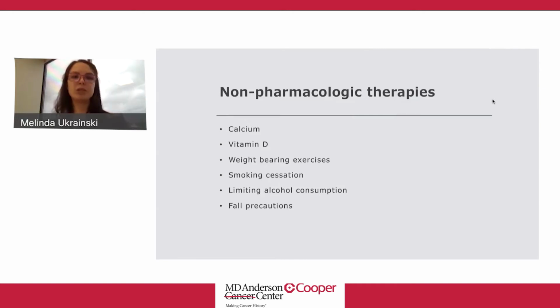Weight-bearing exercises, which include walking, jogging, resistance training, or jumping, also help to improve bone and strengthen the muscles and prevent falls. We recommend smoking cessation, limiting alcohol consumption, and fall precautions. For fall precautions, we tell patients to make sure there are no loose rugs around the house, use handrails to go up the steps, and not walk around in socks, which could increase risk for slipping; basically anything that can help to prevent falls.